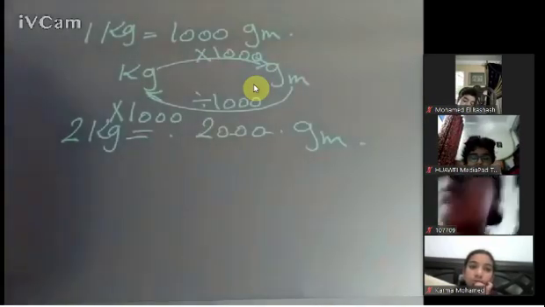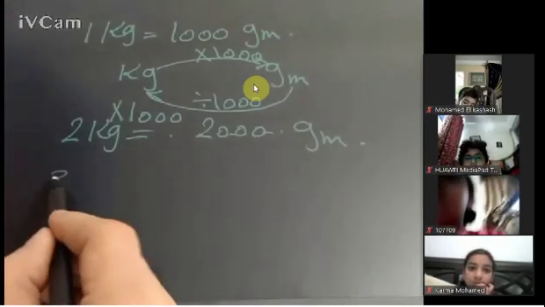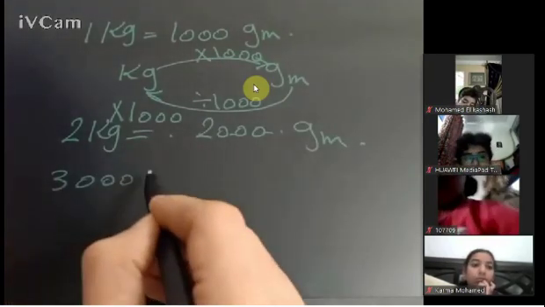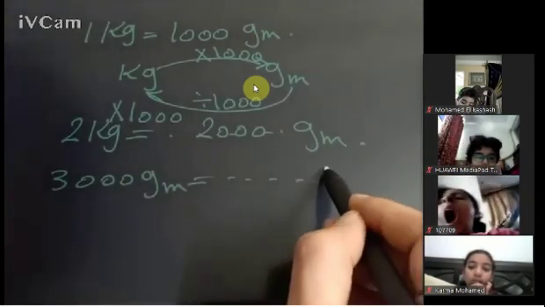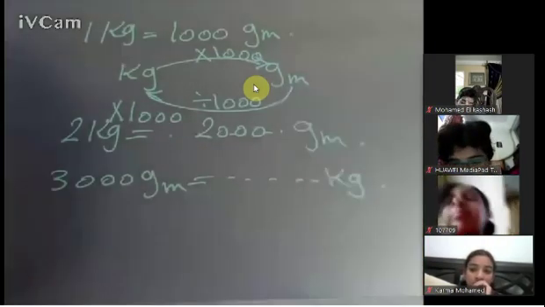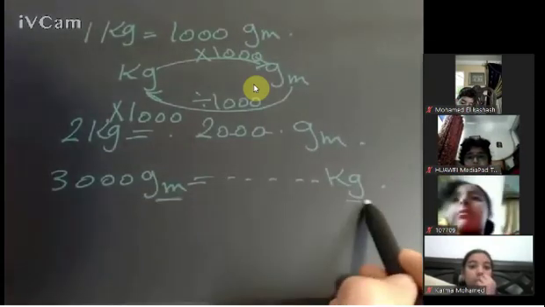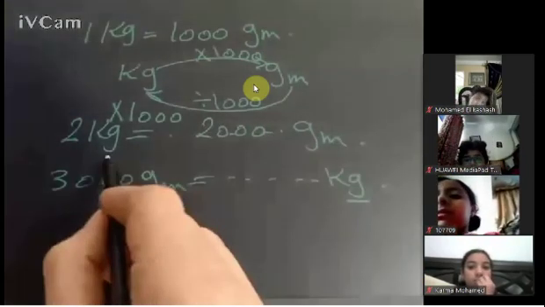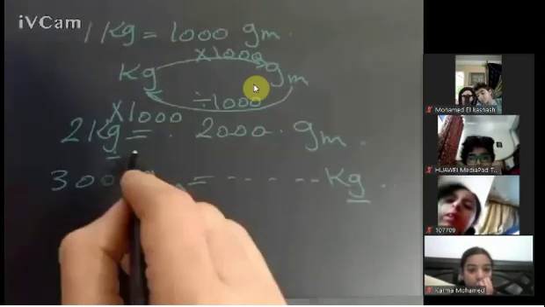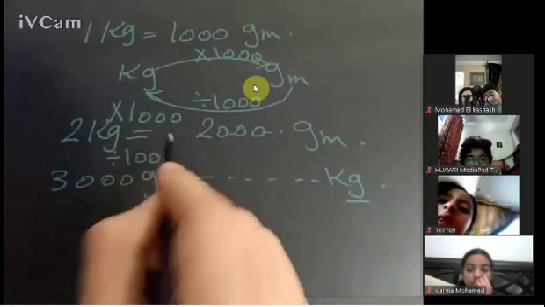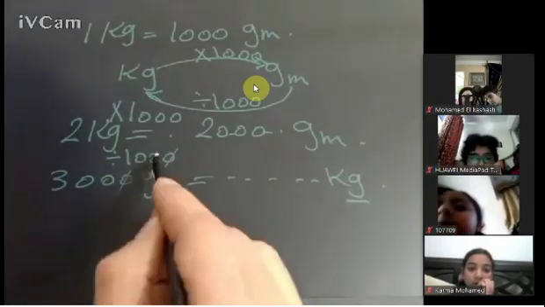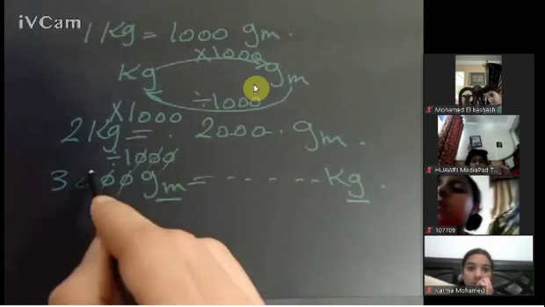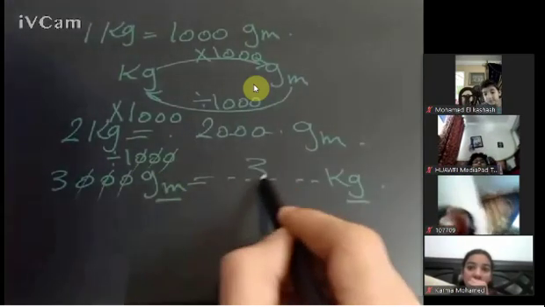What about the opposite? If we have 3000 grams, equals how many kilograms? From small to big, that means I will divide. And divide by what? It's 1000. So 3000 divided by 1000: 0 with 0, 0 with 0, and another 0 with 0. So we still have 3.